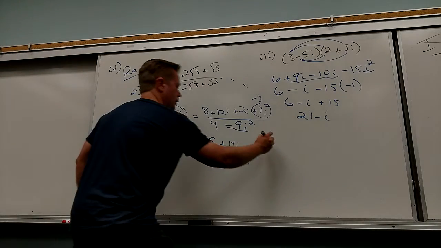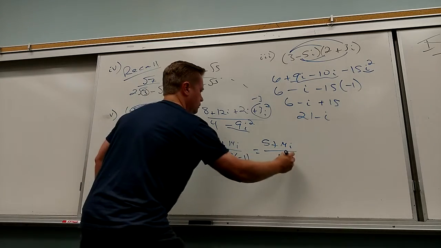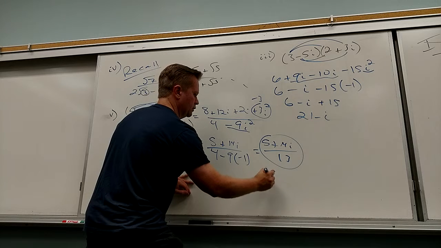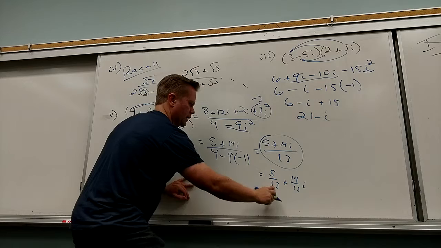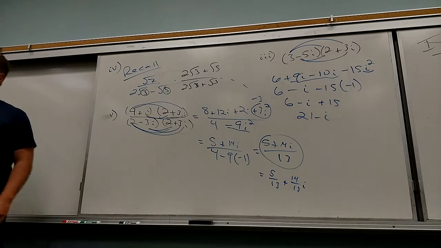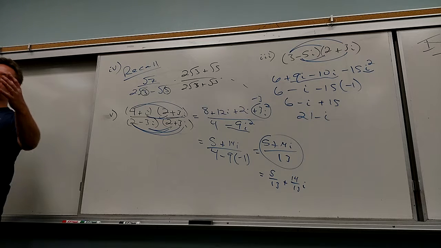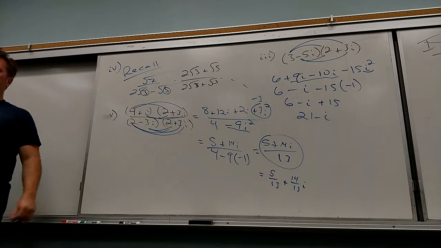So on the bottom now I get 4 plus 9, 13. You can stop right there. You're good, but I just want to show you I could break this up as 5 over 13 plus 14 over 13i. See, there's A, there's B. Whenever you do something in complex numbers, the answer has to be able to be put into the form A plus Bi.